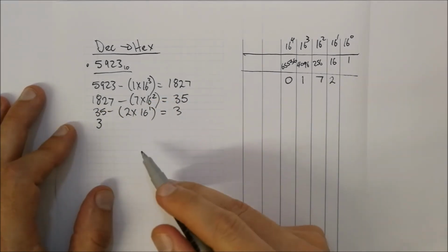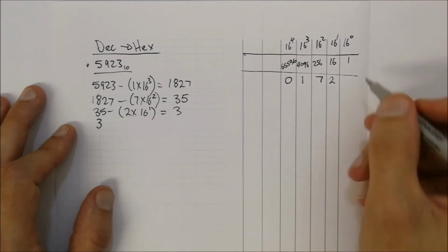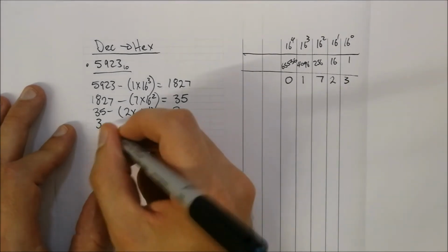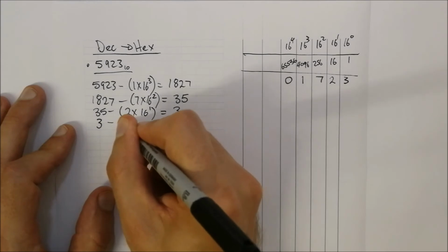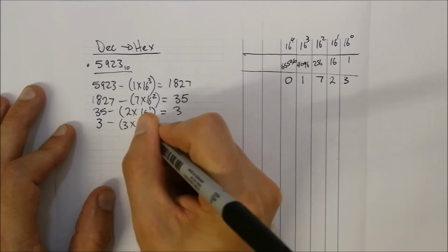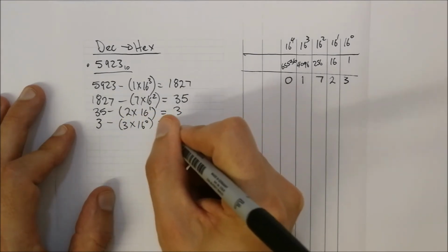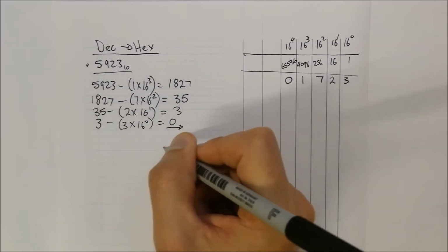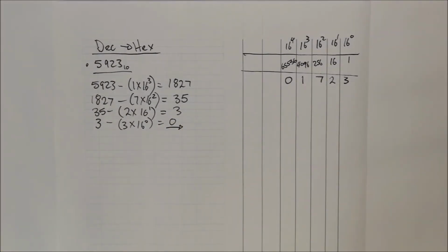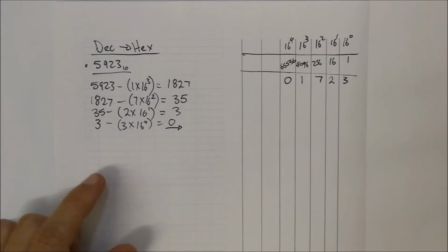Okay, so now 3 is our next value we're looking at. Does 1 go into 3? Yes, it does. How many times does it go in? It goes in 3 times. So it's 3 minus 3 multiplied by 16 to the power of 0, which is equal to 0. Okay, so now we get to a value of 0. So we've got 95% certainty that that calculation is correct.